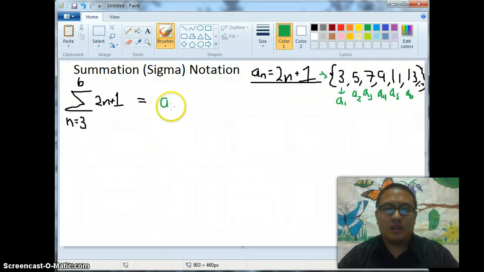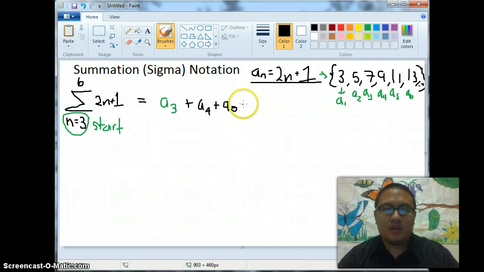Okay, so with all of these terms, what this is telling me to do is add a sub 3, because that's where you start. So this is the start, and they want you to add all the terms from a sub 3 all the way up, a sub 4, a sub 5, and they want you to end, and I like to call this the terminator. This is the initializer and the terminator. So the last term will be a sub 6 right here.